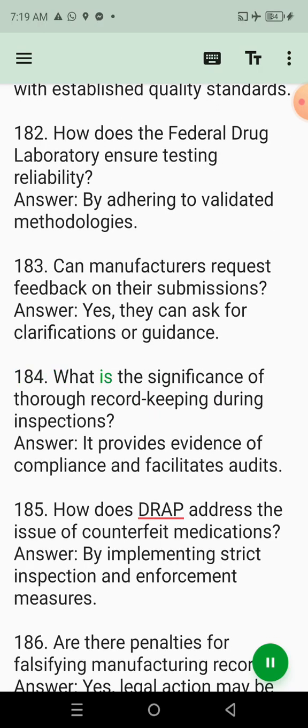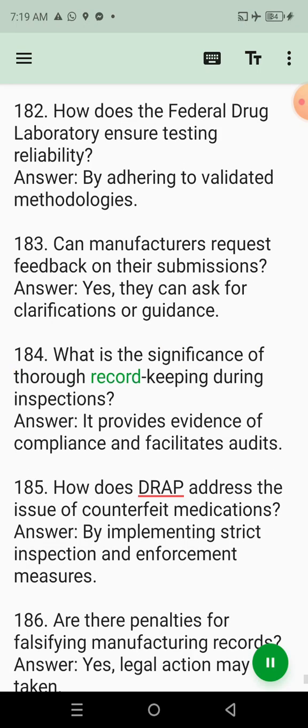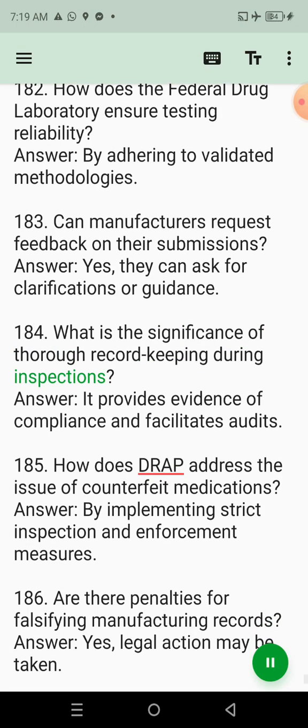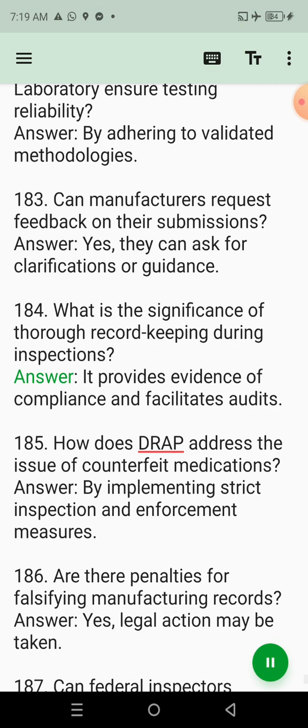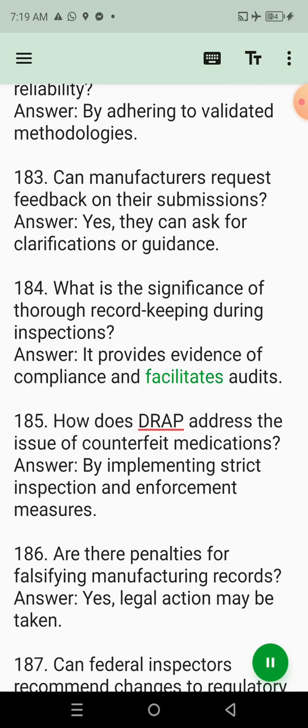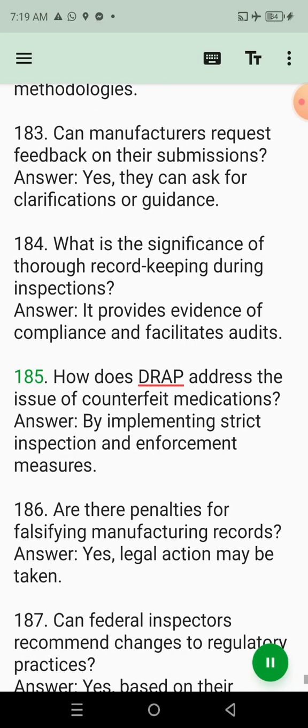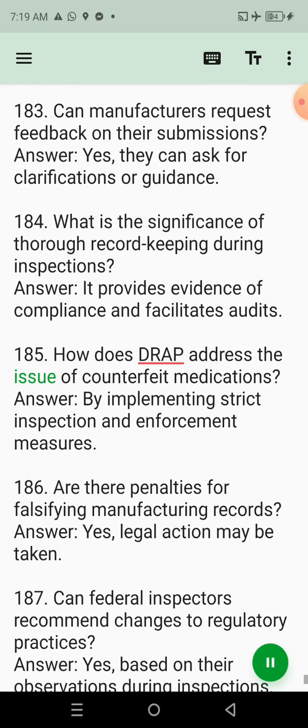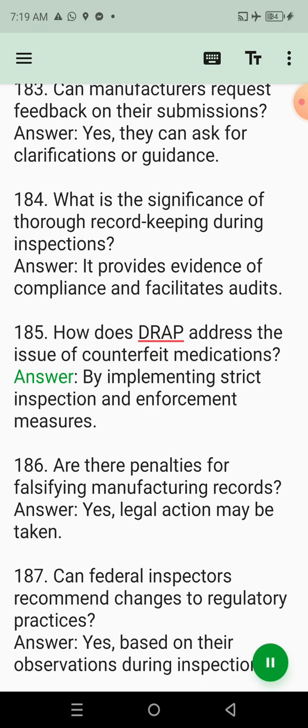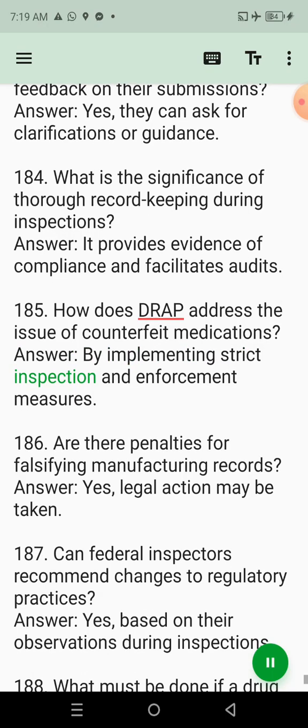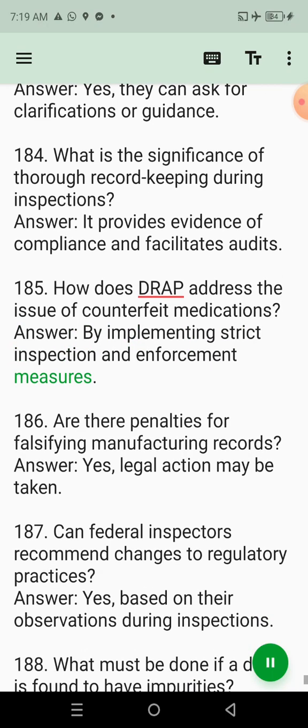184. What is the significance of thorough record keeping during inspections? Answer: it provides evidence of compliance and facilitates audits. 185. How does DRAP address the issue of counterfeit medications? Answer: by implementing strict inspection and enforcement measures.